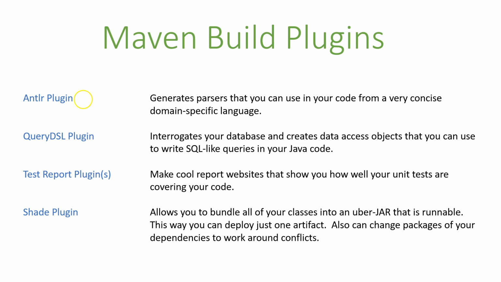A few very cool examples include the Antler plugin, which can generate parsers for you based on its own domain-specific language, the Query-to-Sail plugin, which can generate database interface objects based on your database tables, various plugins that can analyze your unit test coverage on your code and make cool report websites based on that, and the Maven Shade plugin, which can do a ton of things, including making your project into a runnable jar. And that last one will be our example.